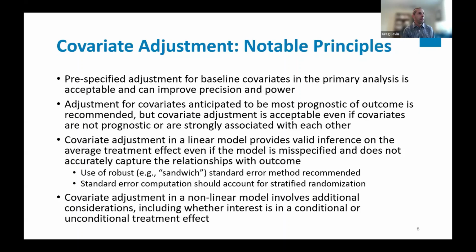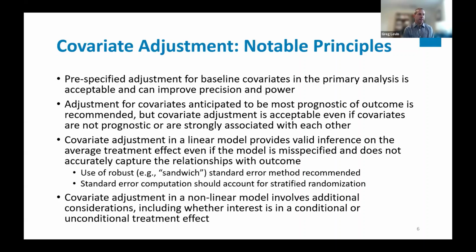Just to highlight a few of the many principles that are emphasized in this guidance, an overarching message that we wanted to send is that pre-specified adjustment for baseline covariates in the primary analysis is acceptable. And in fact, it's generally recommended because it can improve precision and power. Now, the guidance does say that a pre-specified unadjusted analysis would also be acceptable. But we really wanted to send the message that covariate adjustment is a reasonable and acceptable approach from an FDA perspective.